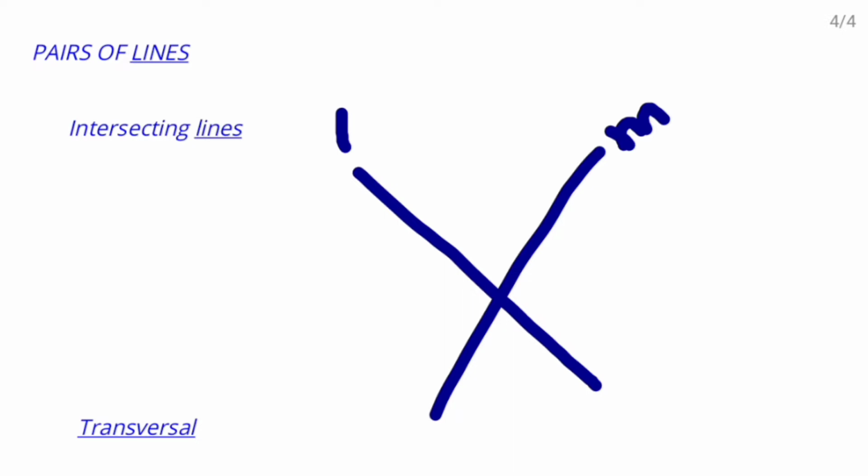Now here is a question for you. Find whether two intersecting lines meet at a single point or they can meet at more than one point. Okay, now let's move on to our next topic, that is transversal.